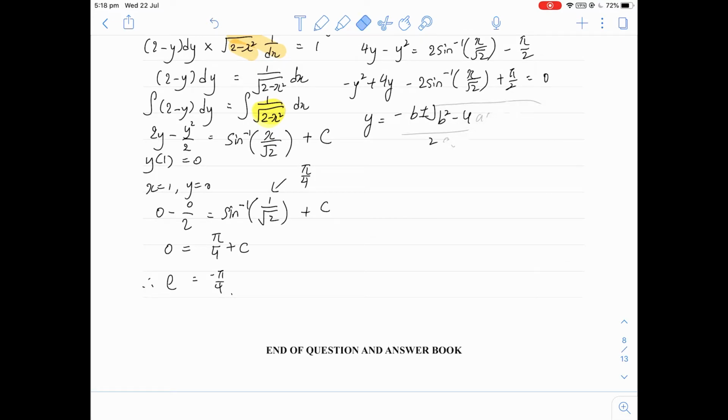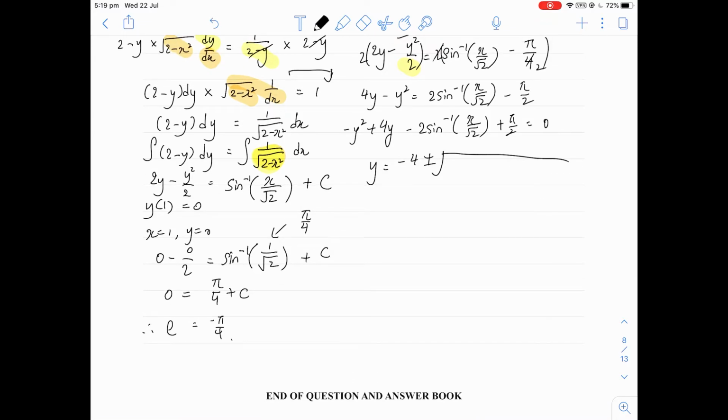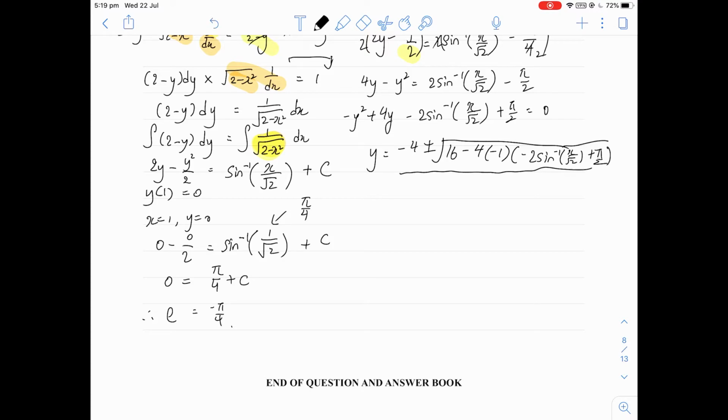So let me just get rid of this, just so we can make some space. But we'll do y equals minus, so b is 4, b squared, which is 16, minus 4 times negative 1, and then multiply by c, which is negative 2 sine inverse x over square root 2 plus pi on 2. Okay, and then all over 2a, and a is negative 1.